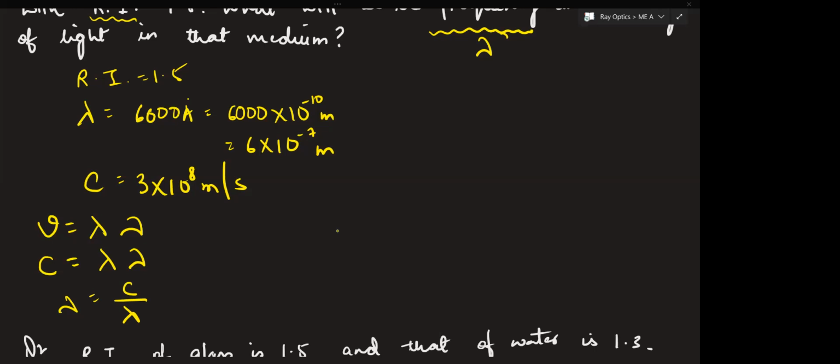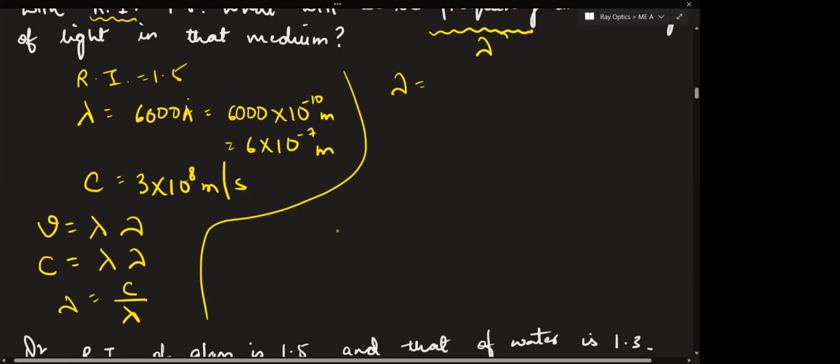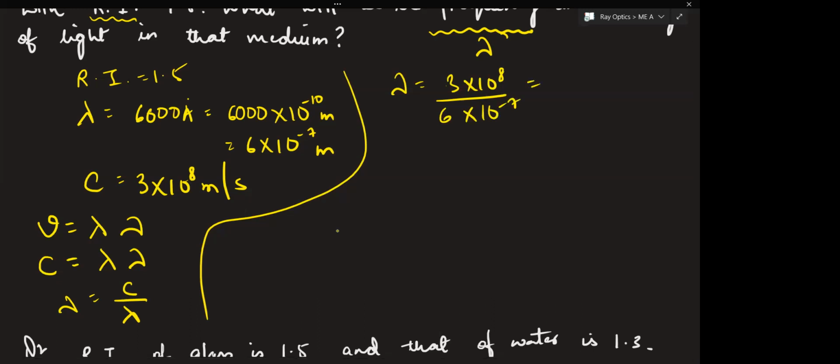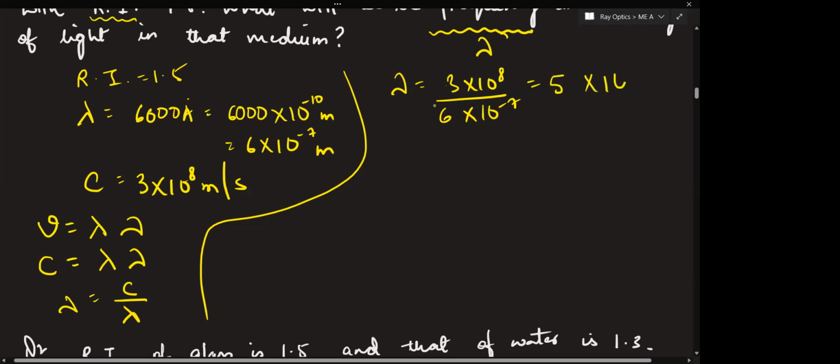So frequency will be what? Frequency will be 3 into 10 to the power 8 meter per second by wavelength, that is 6 into 10 to the power minus 7. So this becomes, Madhya has already answered it correctly, 5 into 10 to the power 14 hertz. This is the answer. So this is the frequency. In both the medium, frequency will remain the same.